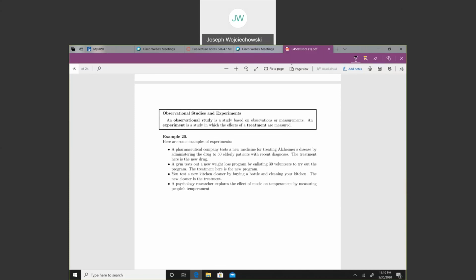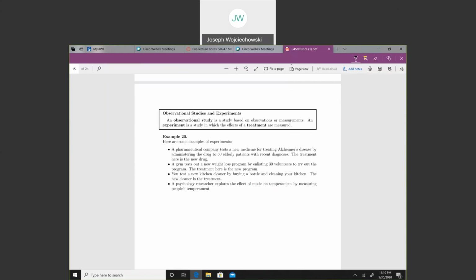So let's talk about observational studies and experiments. An observational study is a study based on observations or measurements. An experiment is a study in which the effects of a treatment are measured. So observational, we just watch what happens and record it. Experiment, we do something and then see what happens. We give them a treatment.